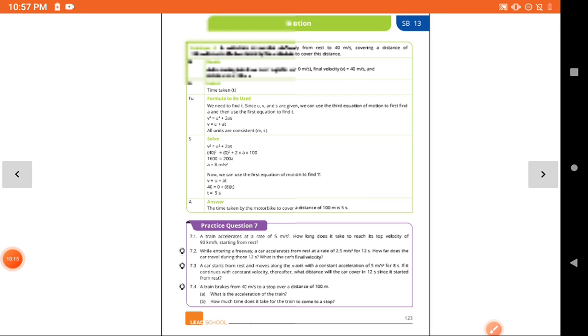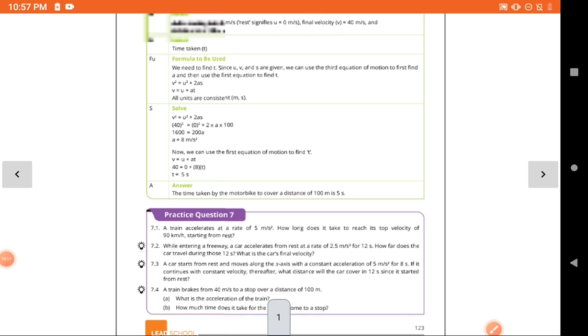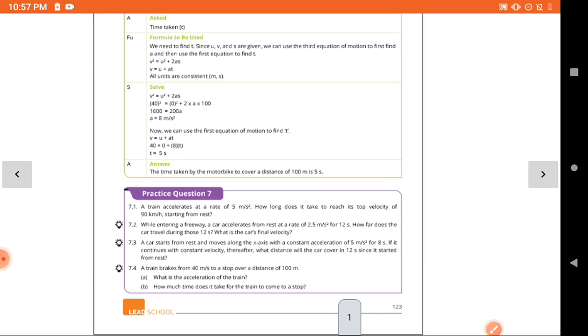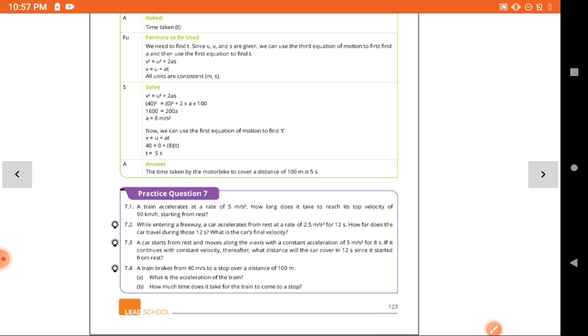Students, this is your homework on SB 13, practice question number 7. Your homework is to solve practice questions 7.1, 7.2, 3 and 4, which are related to these three equations of motion. In the next lecture, first of all, we take a review of these questions. After that, we move forward.